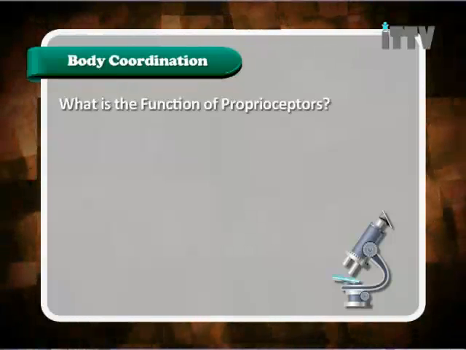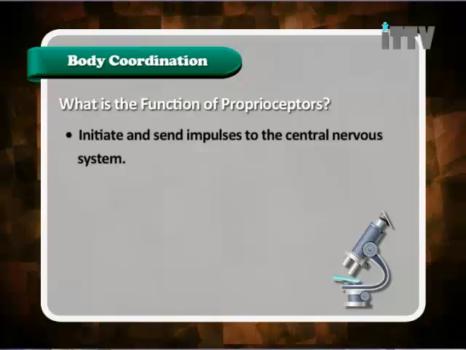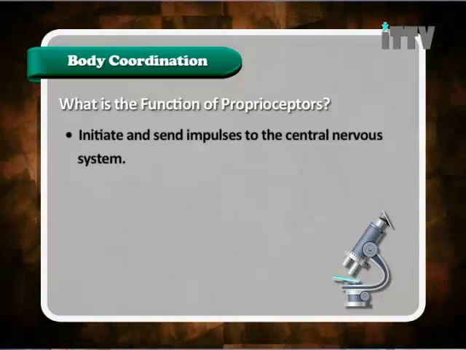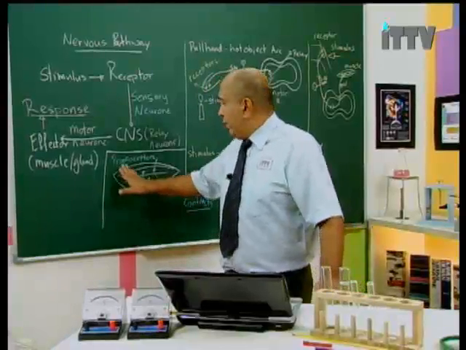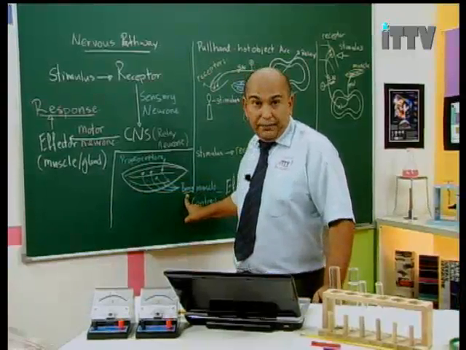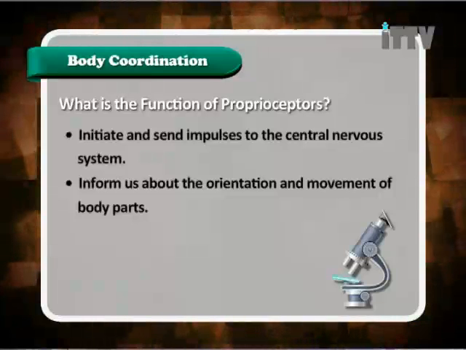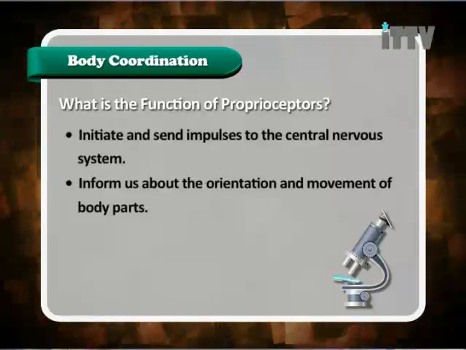What is the function of proprioceptors? Initiate and send impulses to the central nervous system. We've talked about that here. Proprioceptors send messages to the brain. Let's go back to the slide. Inform us about orientation and movement of body parts.